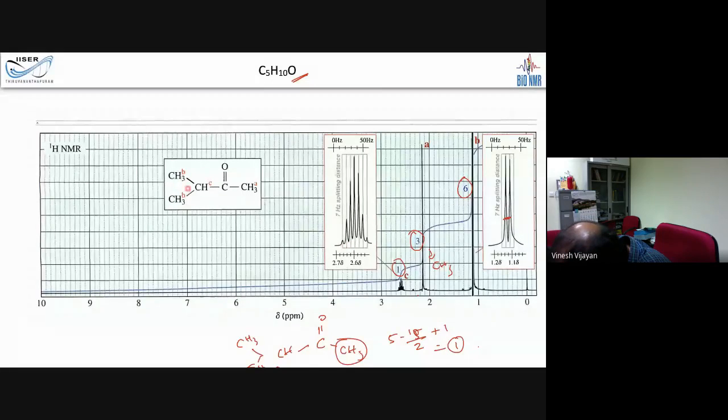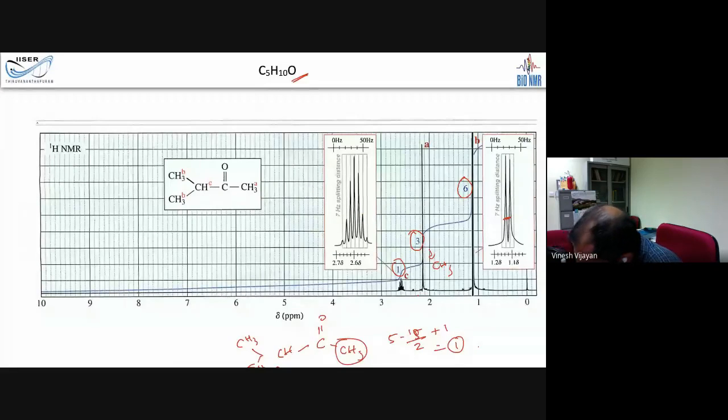While these hydrogens, these 6 hydrogens, are now split because of this H into a doublet, because the neighbor is only 1, so it will be split as a doublet. So these 6 hydrogens are from here, and that is a doublet. You see a doublet, while this CH is a heptet, 7 peaks.